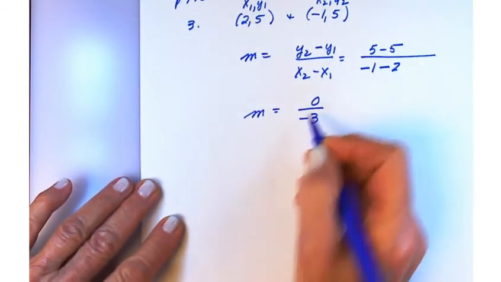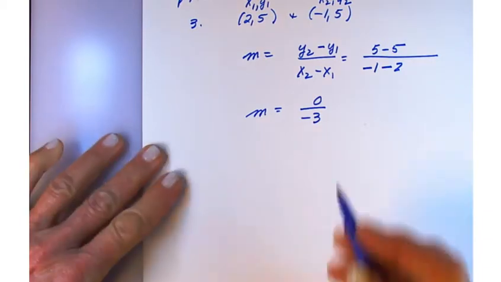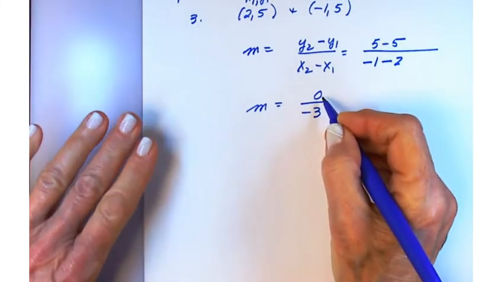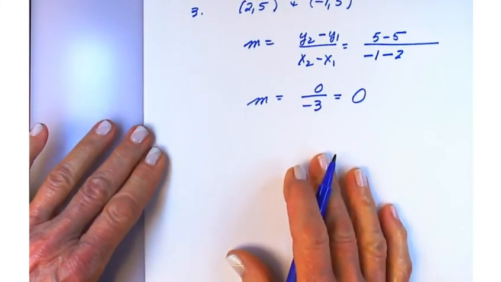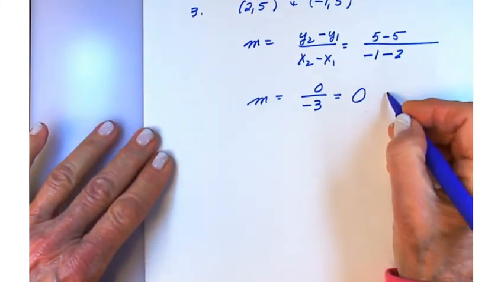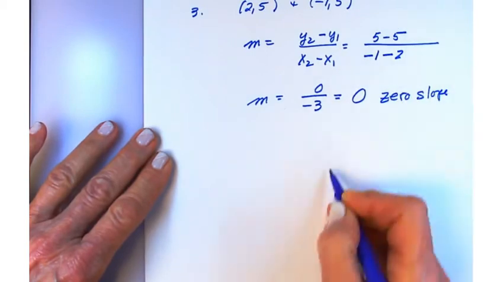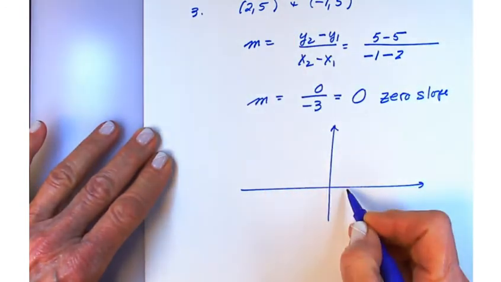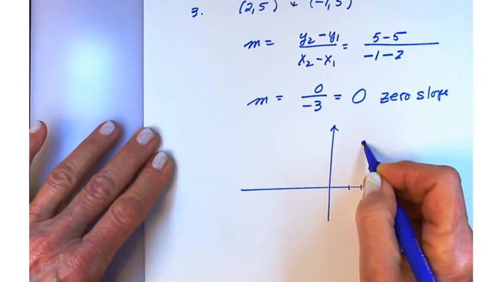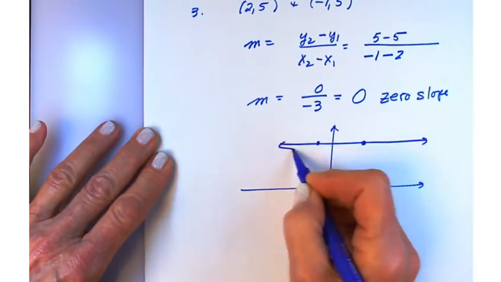Remember, we did that first day, first week of school. 0 in the numerator is legal. Divided by anything, you get 0. So this says a 0 slope. If I plotted these two points, (2, 5) and (-1, 5), do you see what you get? You get a horizontal line.